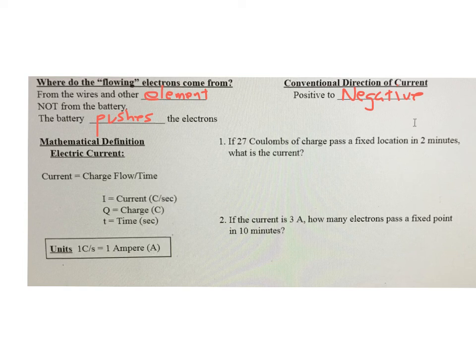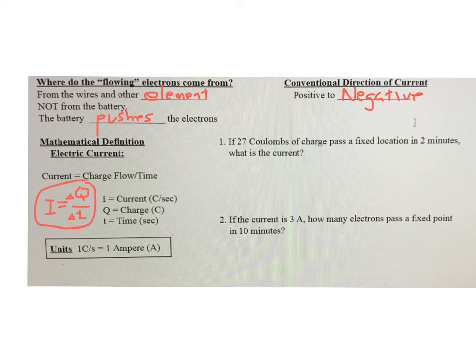So now the mathematical definition of electric current, down here on the left. Current is the charge flow per unit of time, and the symbol is I. I stands for current, equals charge flow, which is Q, over time T. Sometimes they say delta Q over delta T. I usually leave the delta off, and you can leave it off.